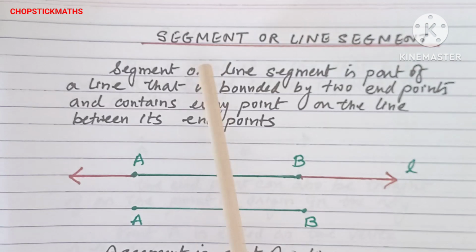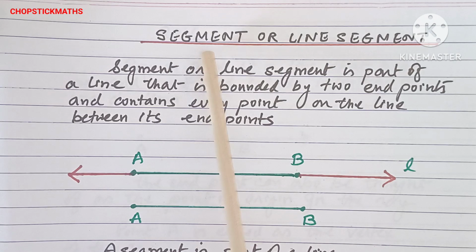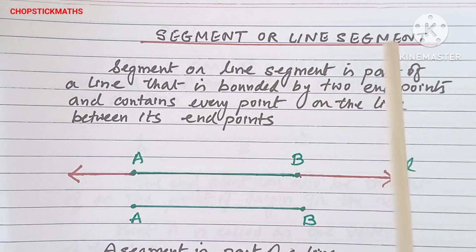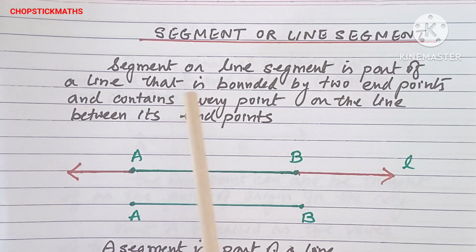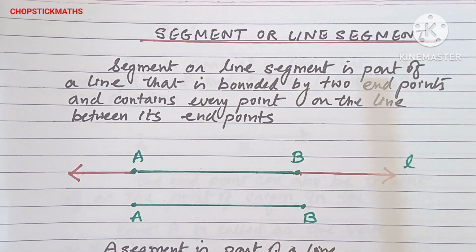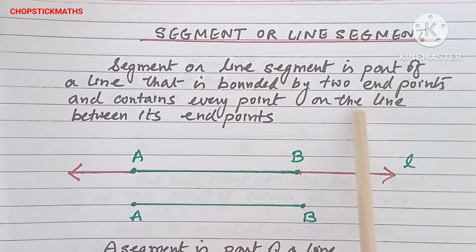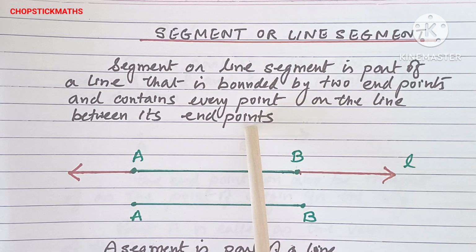In this video of geometry, we are going to learn what is a segment or a line segment. A segment or a line segment is a part of a line that is bounded by two endpoints and contains every point on the line between its endpoints. So we can explain here on this diagram.